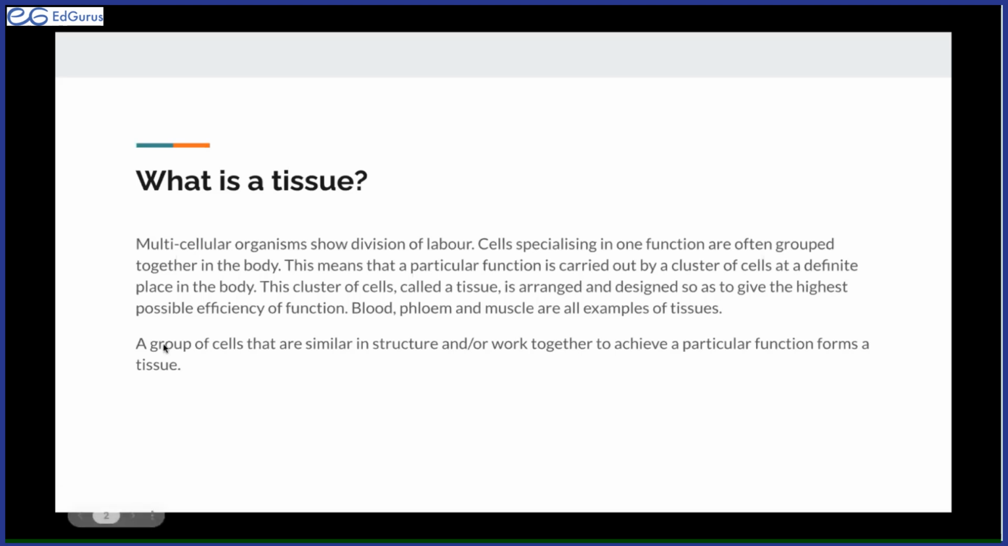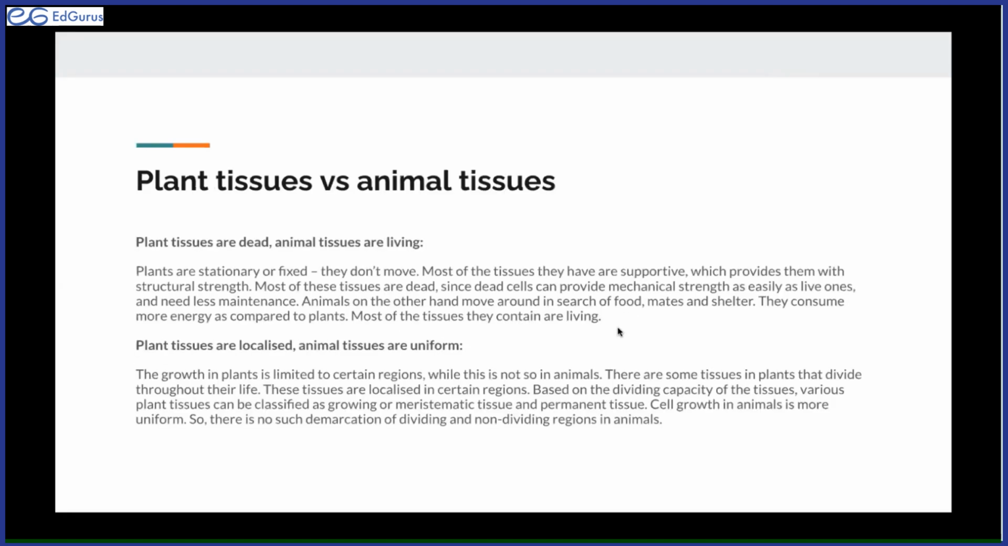So basically a small textbook definition would be that a group of cells that are similar in structure or work together to achieve a particular function forms a tissue. Okay? So there are two main differences between plant tissues and animal tissues. First, plant tissues are dead whereas animal tissues are living.